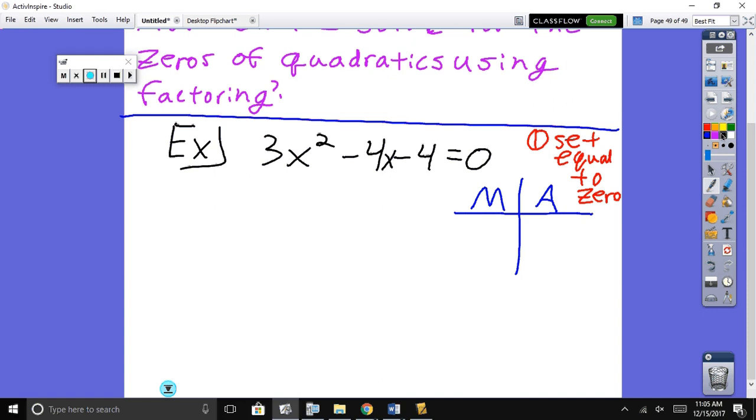What does the M stand for? What does the A stand for? Well, the M stands for multiplication. The A stands for addition. How we're going to find what we're going to add to is we're going to multiply the A and C value together. So in this case, A times C is 3 times -4, or -12. And we're going to add to -4.